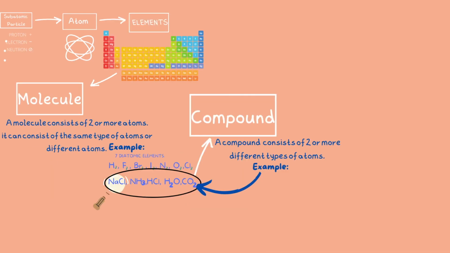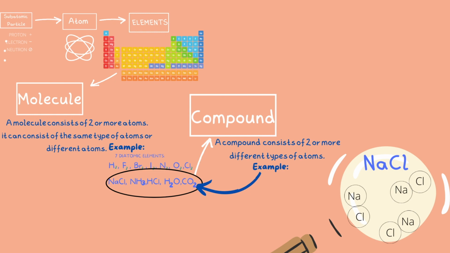Let's take a magnified look at these compounds. Take, for example, NaCl. We see one sodium atom attached to one chlorine atom, and this together equals a molecule. That is also called a compound. It is a molecule because it's made out of 2 or more atoms, and it's a compound because it's made of 2 different types of atoms, both sodium atoms and chlorine atoms.